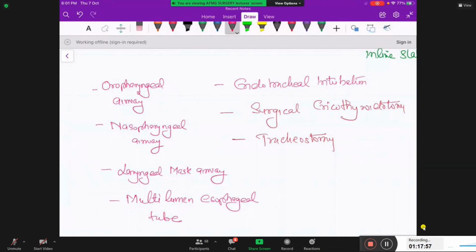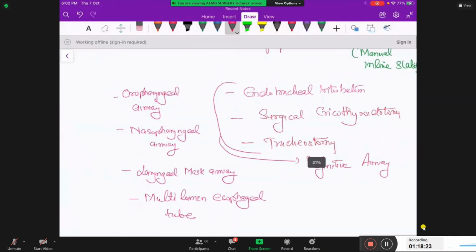Now, in this, very important, we should know this. These three are called definitive airway. So you can be asked, which of the following is not a definitive airway? So you should know what are the definitive airways we have.